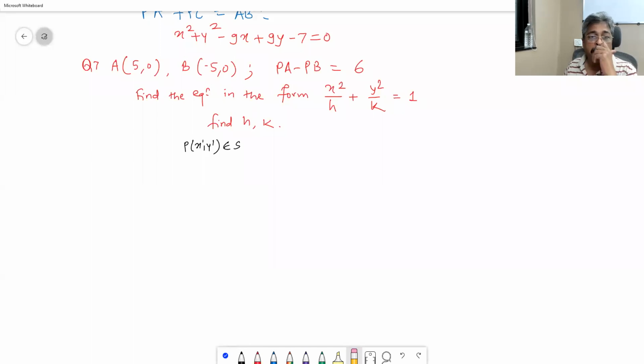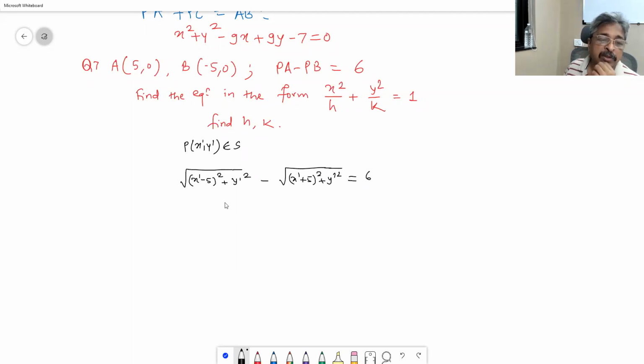start writing. PA is root of x dash minus 5 square plus y dash minus 0. This is PA minus PB, x dash plus 5 bracket square plus y dash square, is equal to 6. Yes or no? Yes. So obviously you need to deal with this radical sign.